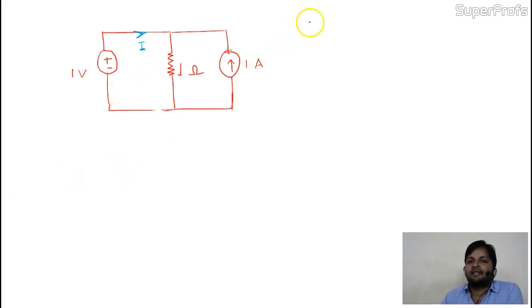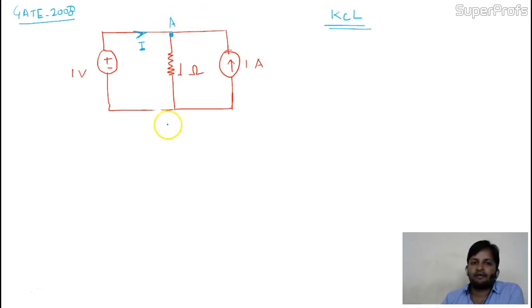Now you are going to apply KCL in this question. This is GATE 2008. We are going to apply KCL. First identify the number of nodes: 2 nodes, node A, and this node, by default the ground node. I assign voltage VA here. Is it okay to you people?